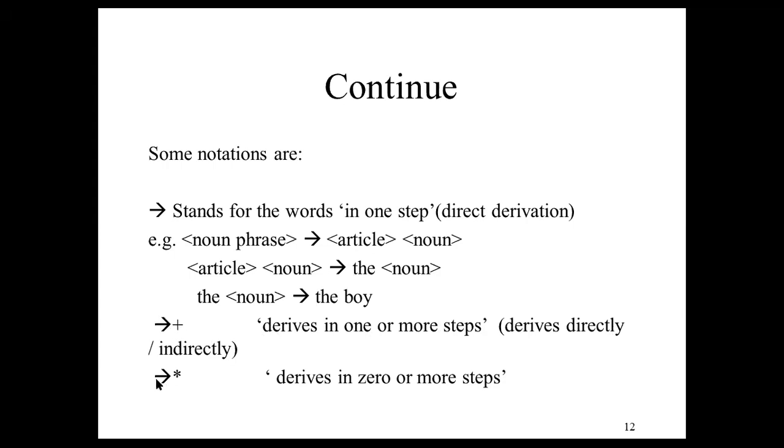Arrow with star sign means derives in 0 or more steps. Just remember, don't be confused here. Arrow with star sign: I am writing the star here, but it will come on top of the arrow. Similarly, the plus sign will come on top of the arrow sign. So arrow with star means derives in 0 or more steps. Now we can see the examples for this.